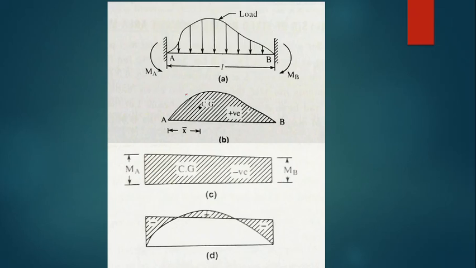But for the fixed beam, it is a combination of these two. That means when you superimpose these two bending moment diagrams, you will get this type of bending moment diagram. This is the bending moment diagram for the actual fixed beam. So here at the center you will get a sagging bending moment, and at the supports you will get a hogging bending moment.